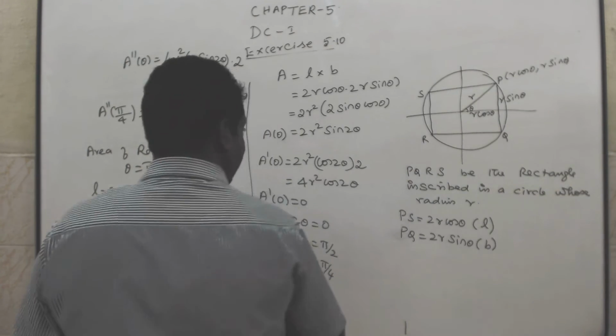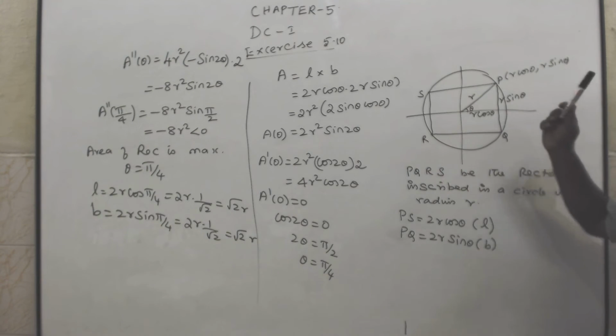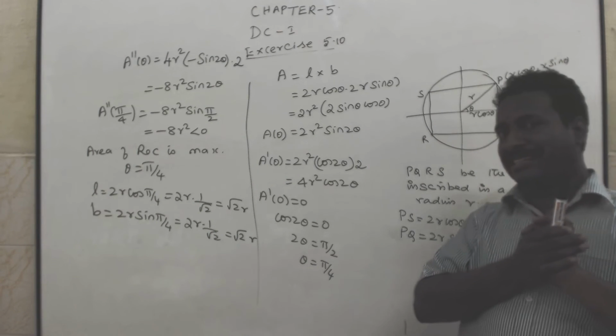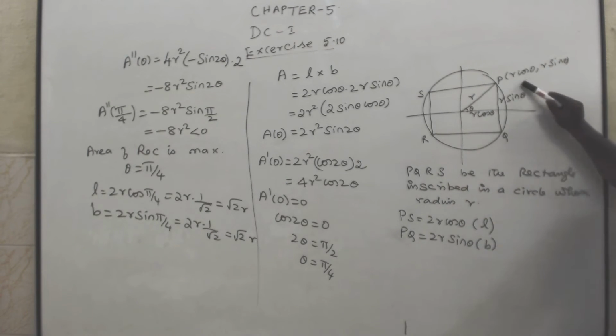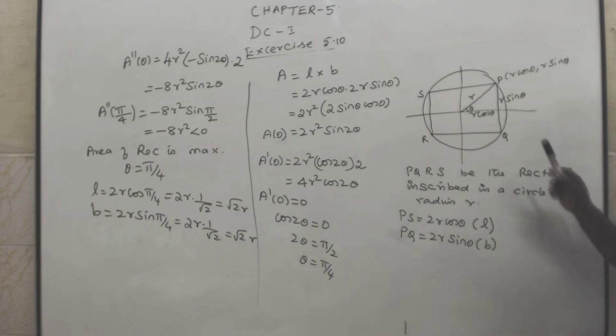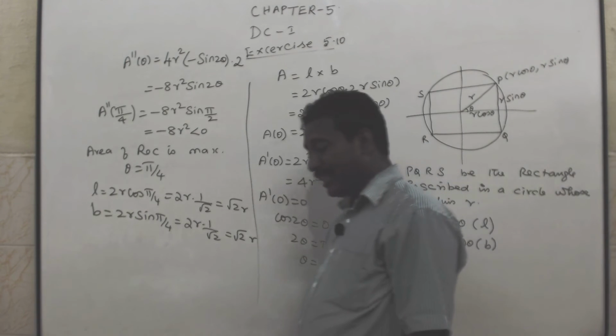Listen again, this place is very important. Any point on the circle, parametric representation you already studied in 11th standard itself: r cos theta, r sin theta. This length is r sin theta, that's why this is also r sin theta. This is r cos theta, this is r cos theta. Therefore, length equal to 2r cos theta, breadth equal to 2r sin theta.